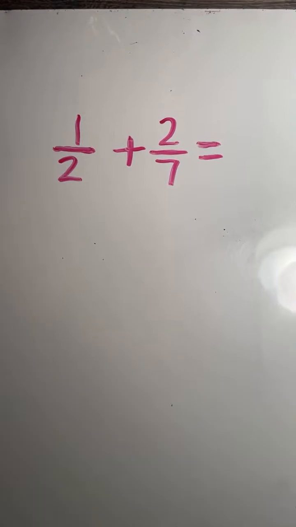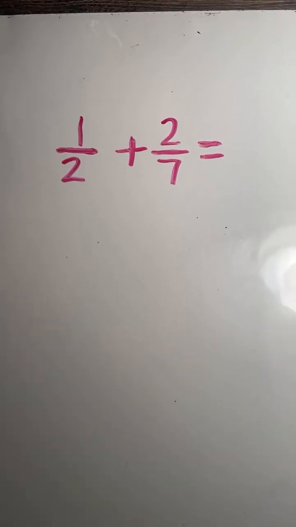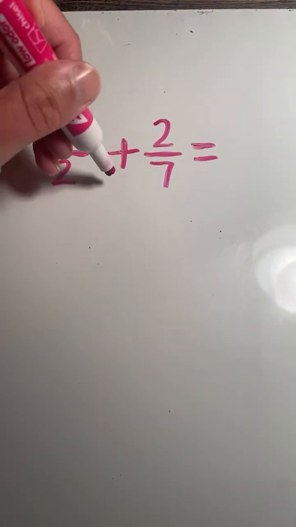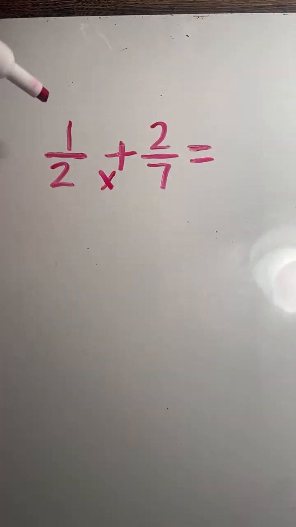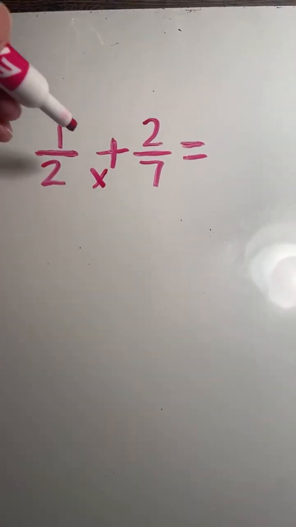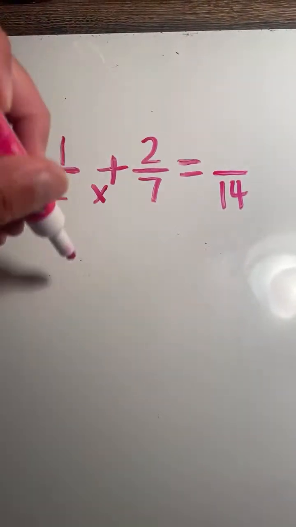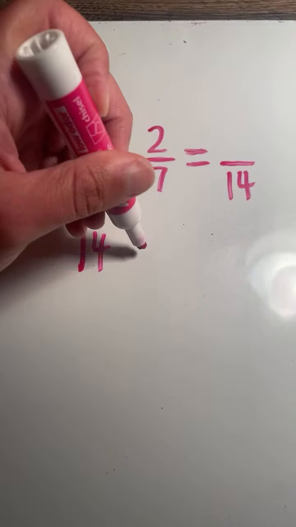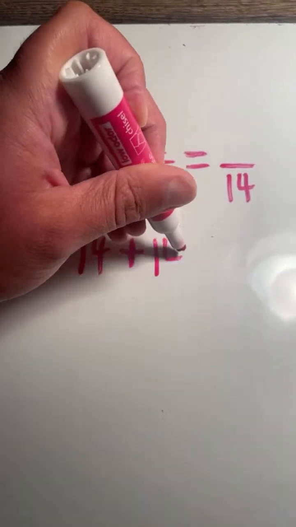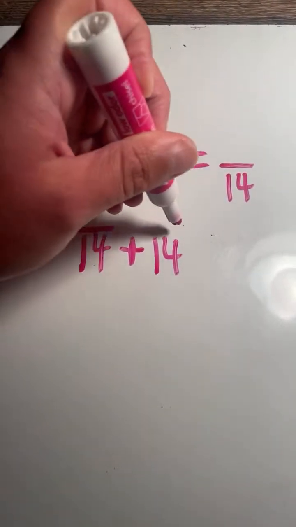Step 1, we have to multiply our two separate denominators to get a common denominator. So we need to multiply 2 times 7. 2 times 7 equals 14. So 14 is going to be our common denominator for the example problem above.